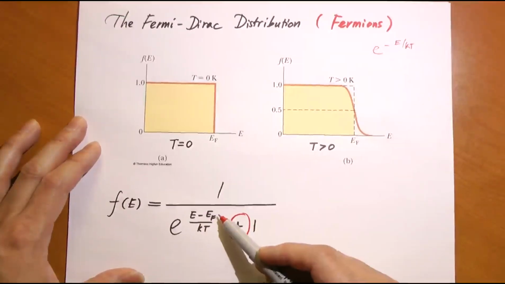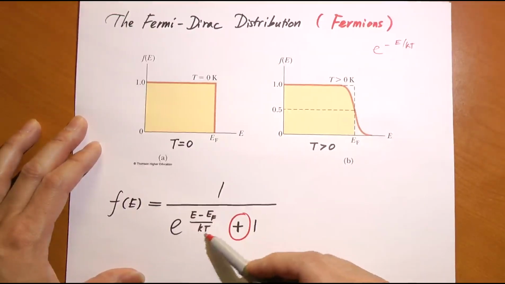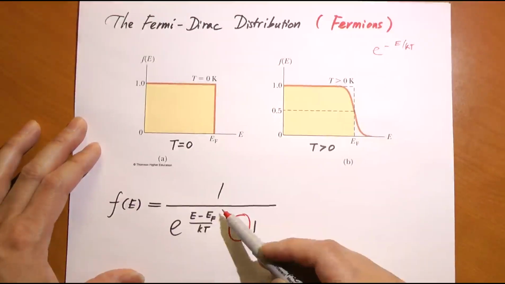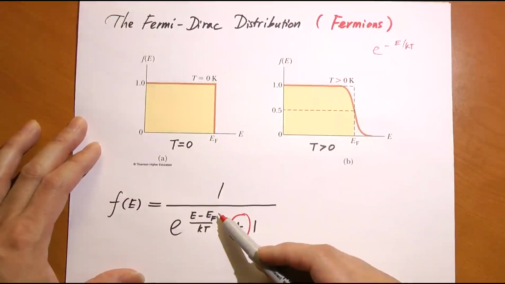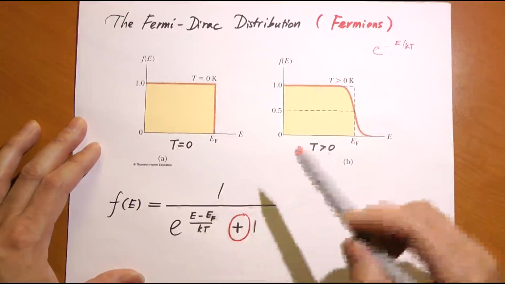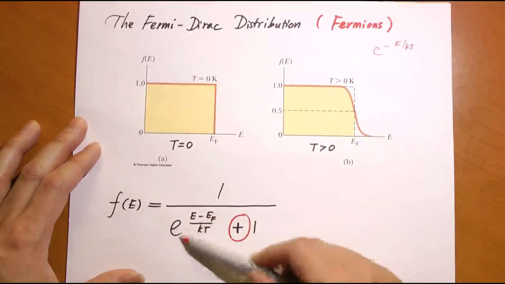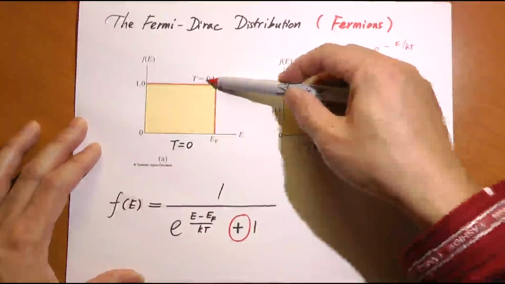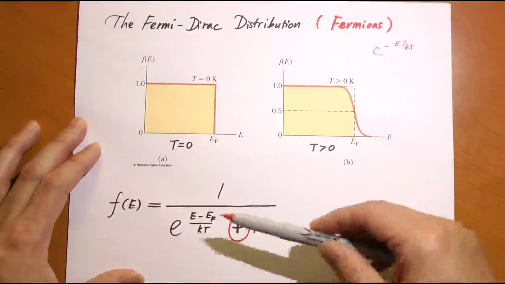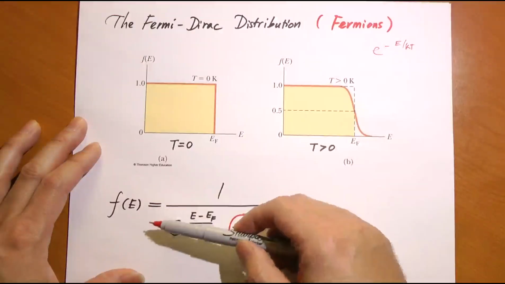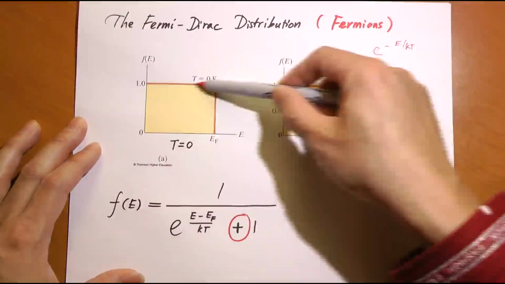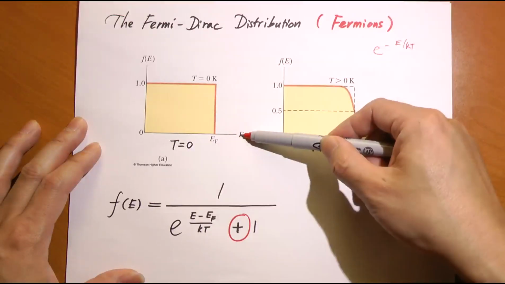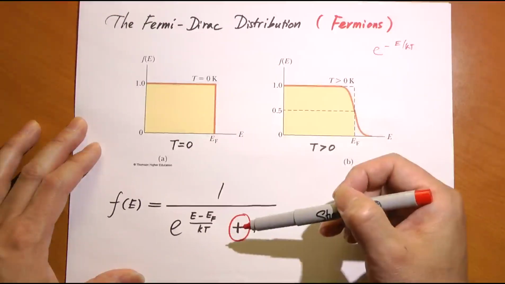But when E is less than EF, you have a very negative but large number, say e to the negative 10,000. That is almost equal to 0, right? E to the negative 10,000, for example. And so this is gone. That 1, you have to keep it. So 1 over 1, what's that? That's 100% right here. So you see, at T equal to 0, this function has 2 segments. It's equal to 1 below the Fermi level, the Fermi energy, and 0 above the Fermi energy. That's exactly what we said before.